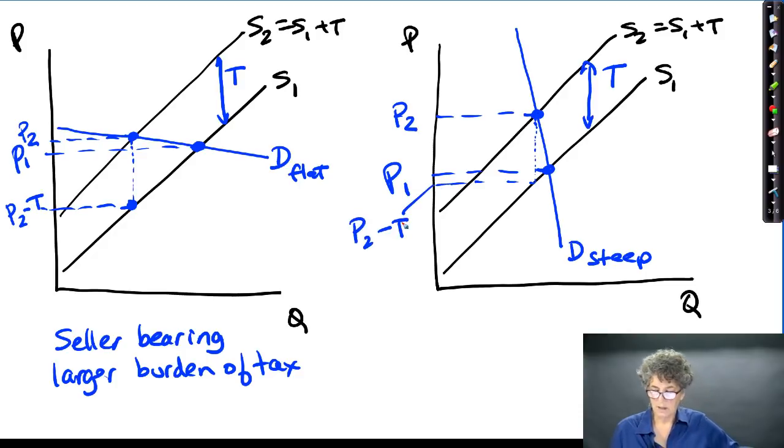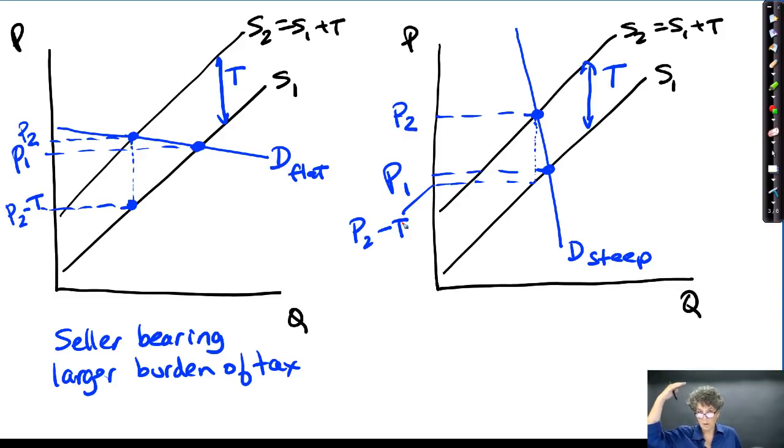Notice that here on the right, when the demand curve is relatively steep, the buyer is bearing the greater burden, the larger burden of the tax, because the price is going up almost by the full amount of the tax. So when you have a steep demand curve, the buyer is bearing the larger burden of the tax.